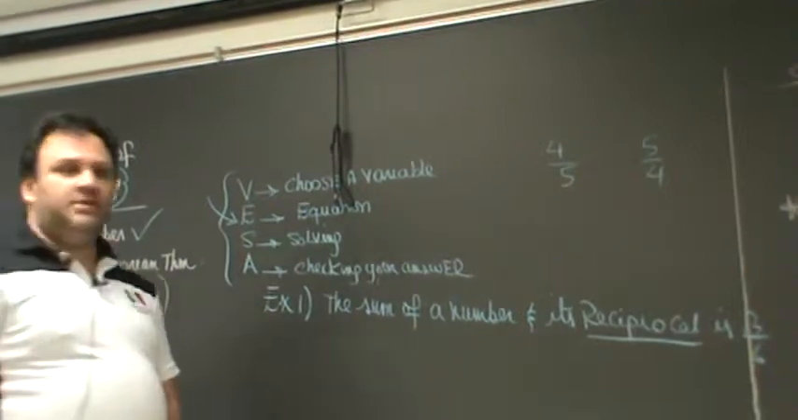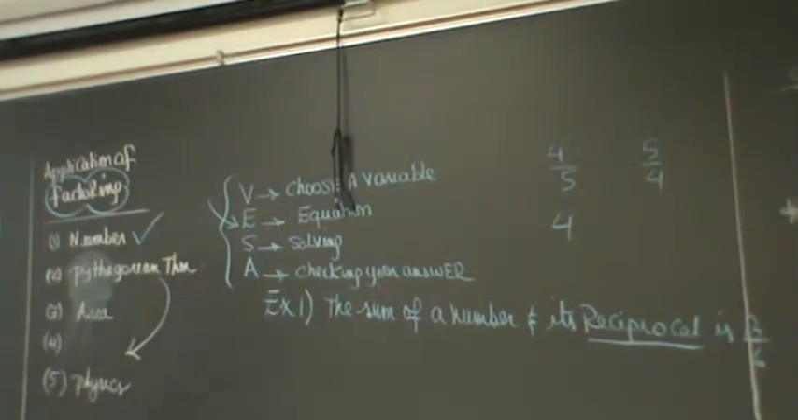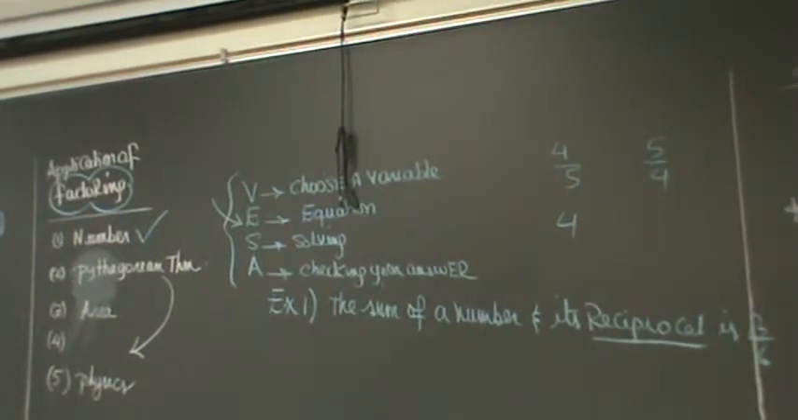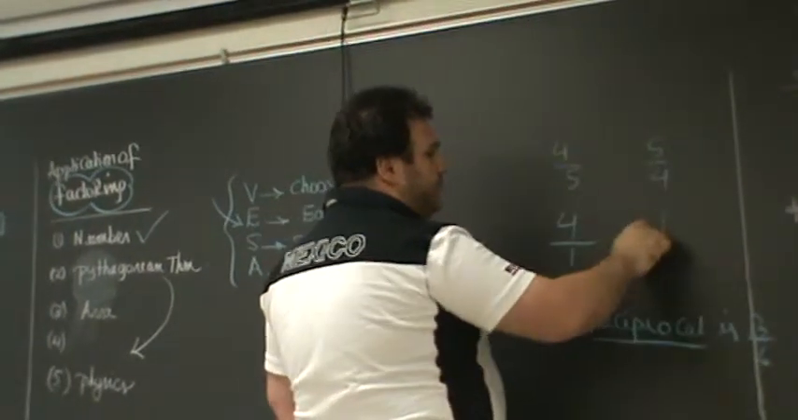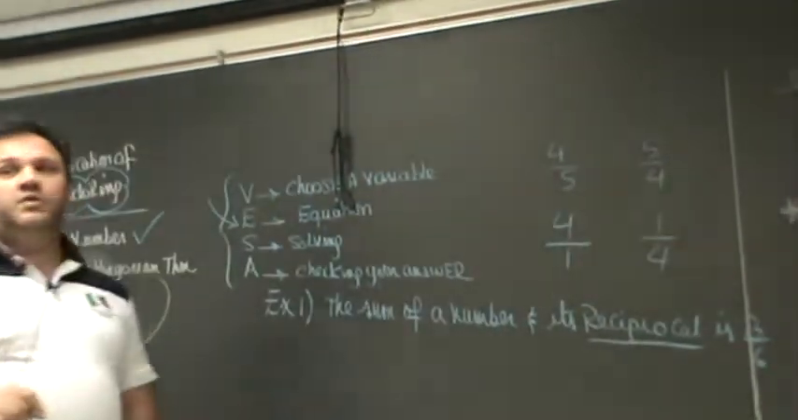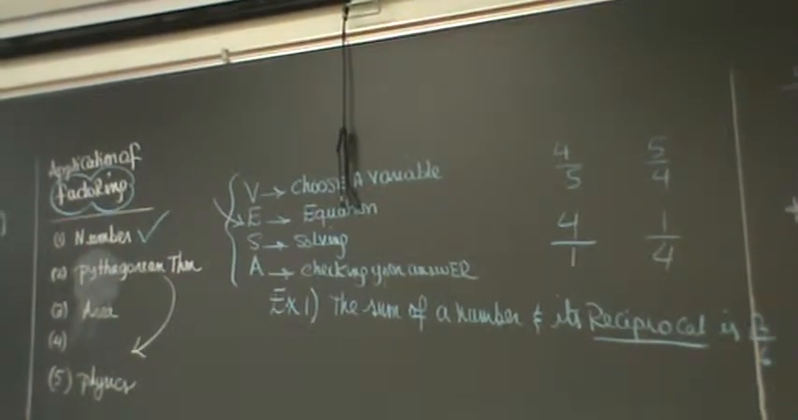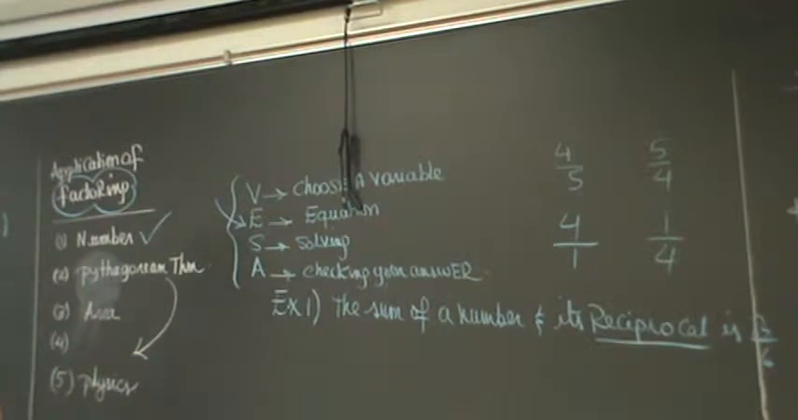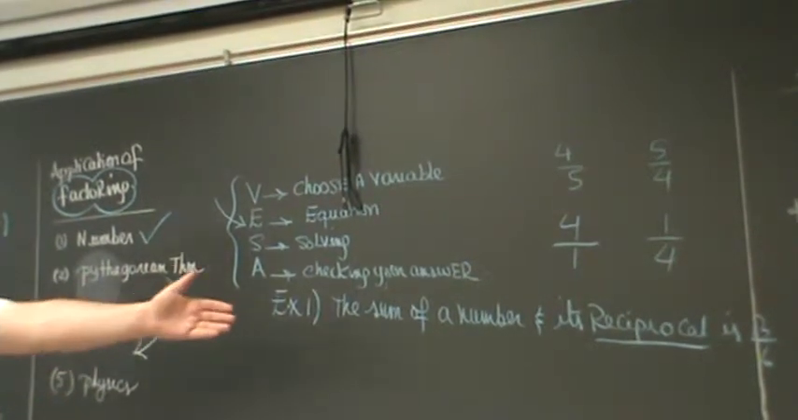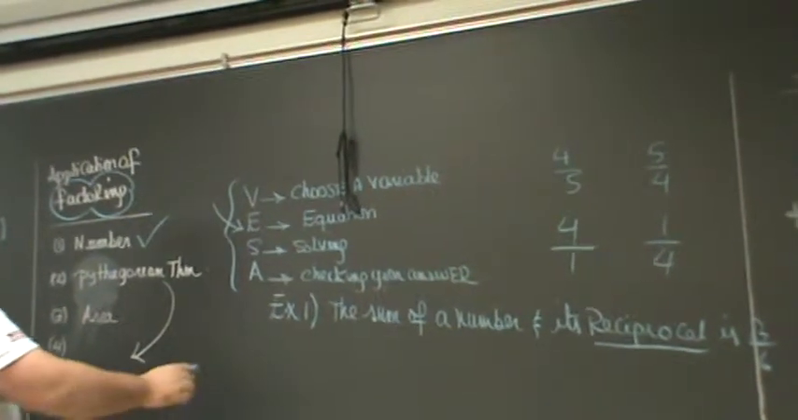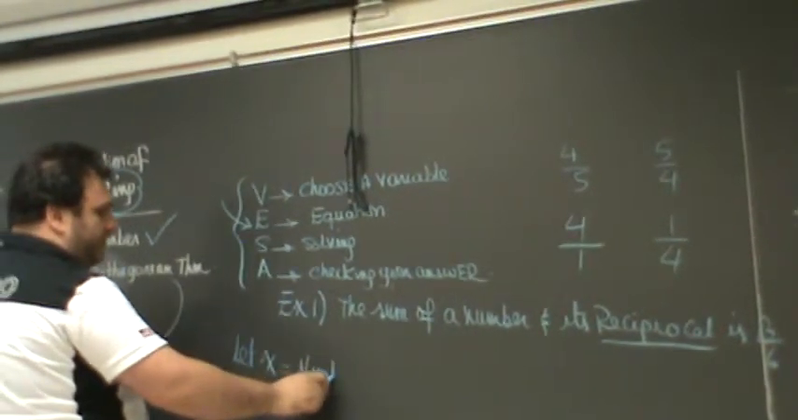What about if the number was like this, for example, 4? Then what would the reciprocal be? 1 over 4. That's because you know that 4 is 4 over 1 and the reciprocal is 1 over 4. That's just good observation. Okay, well, what am I going to do to choose a variable? Let x be the number. Let x equal the number that we are looking for, right?